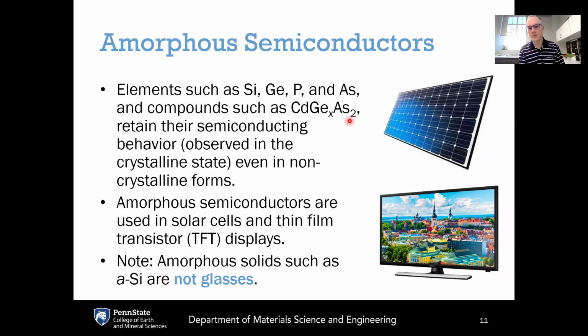But for now, just know that amorphous semiconductors exist, and that these are critical materials for use in thin film transistor (TFT) displays. They are critical materials for solar cell applications, especially amorphous silicon. Amorphous silicon is really the most commonly used material in photovoltaics. So if you have a solar cell, most likely it's probably made from amorphous silicon.